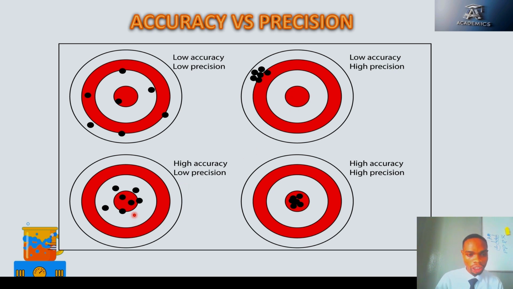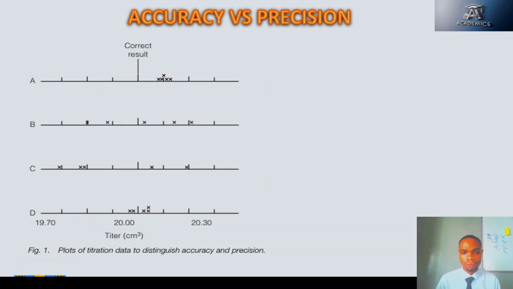Look at this one. These values are accurate because they are close to the point where it is acceptable, but the data are spread. You can see they are spread, so they have low precision. Here the data are accurate and precise. They have high precision because they are close together, not spread, and they are on the spot, which is acceptable. This is the difference between accuracy and precision.